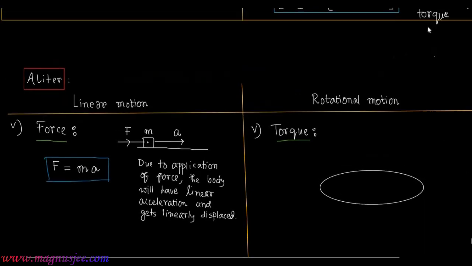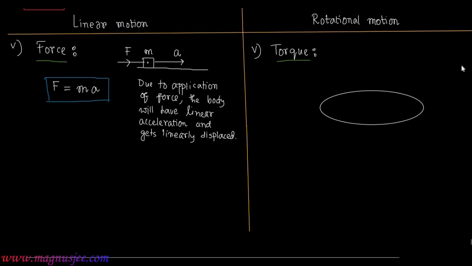This is a circular orbit along which a body will be revolving. O is the center of the circular orbit, and R is the radius of the circular orbit. A body of mass m is revolving in this circular orbit with a certain linear velocity. This is the body at the point A at instant t equals 0 seconds.